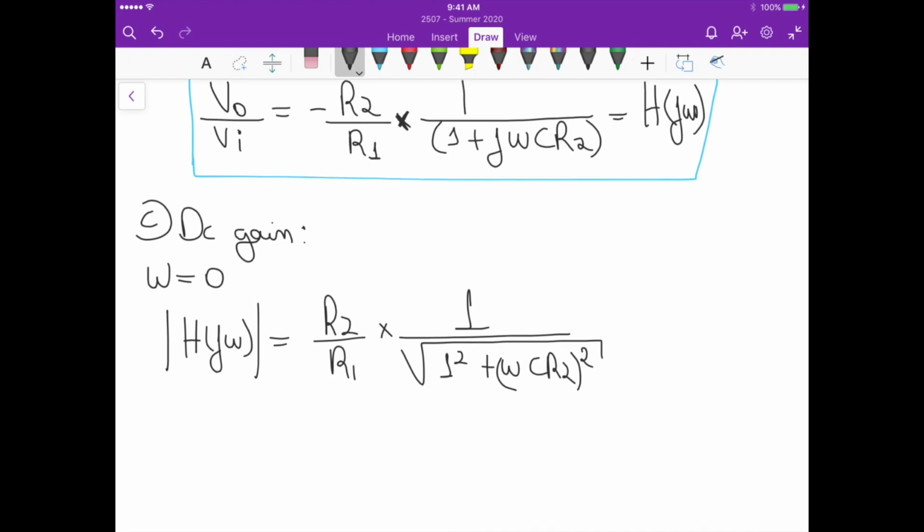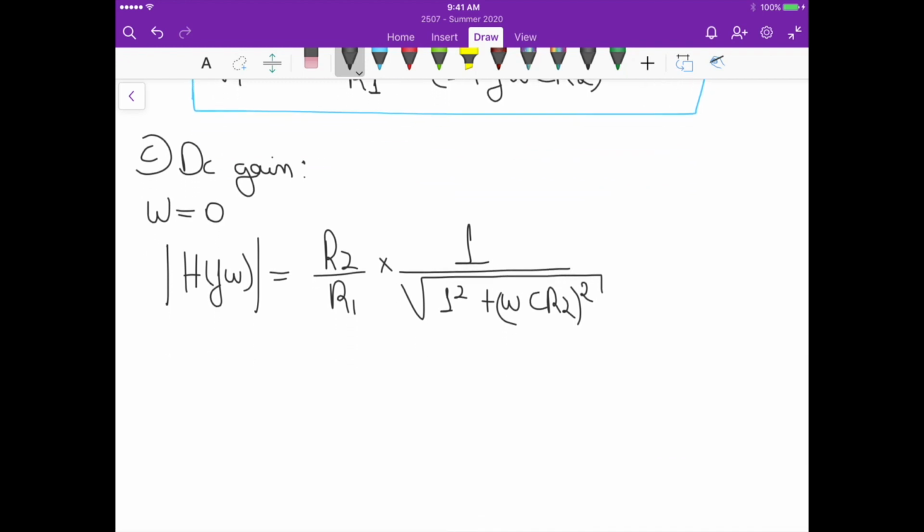Now, if we substitute omega equals 0 in this equation, which is our DC gain, it will zero out this term here. And then we are left with 1 divided by square root of 1 squared, which is just 1. So we are left with R2 divided by R1. Right? So that's the equation for the DC gain, okay?